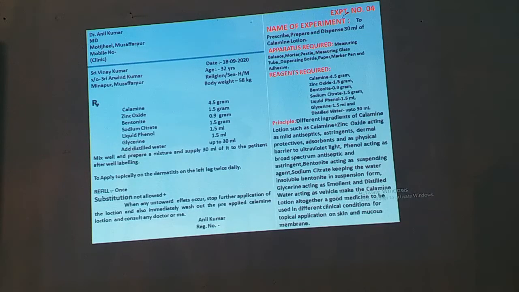Coming to the principle of how calamine lotion acts. So, principle: different ingredients of calamine lotion, such as calamine plus zinc oxide, acting as mild antiseptics, astringents, dermal protectives, adsorbents, and as physical barrier to ultraviolet light. Phenol acting as broad spectrum antiseptic and astringent.